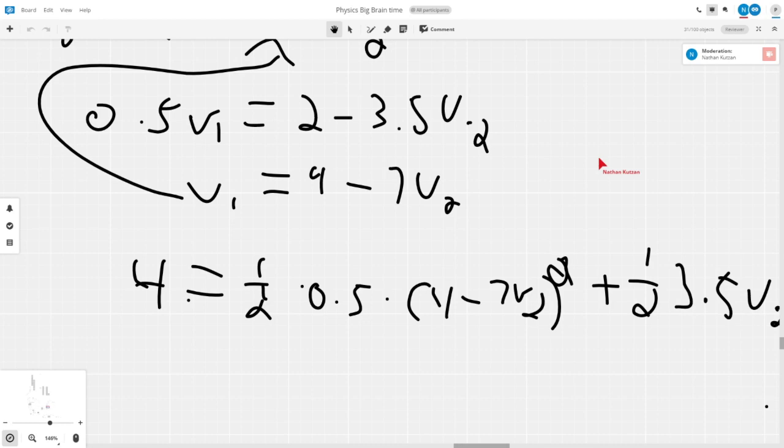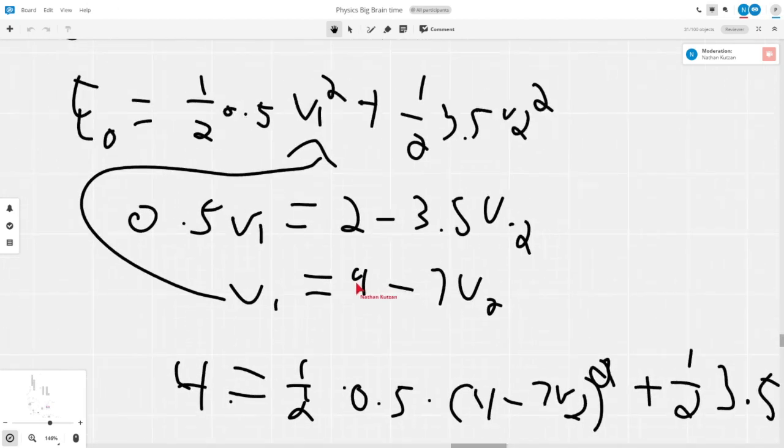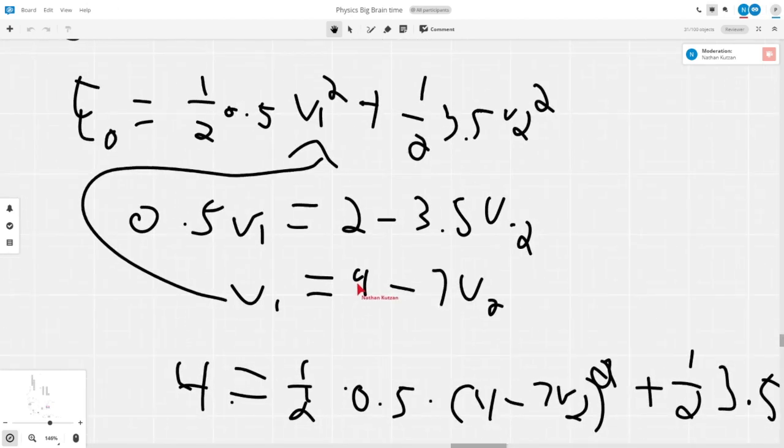And then once you find the velocity of the second object squared, or just find the velocity of the second object from this equation, then you know the velocity of the second object, and you can plug it into this equation and solve for the velocity of the first object. And that's how you would get the velocity of both of them.